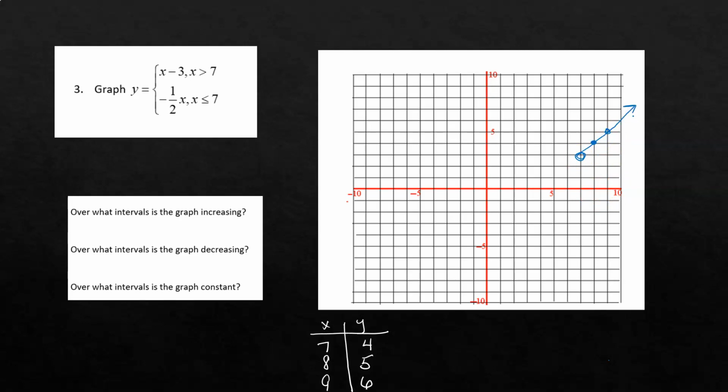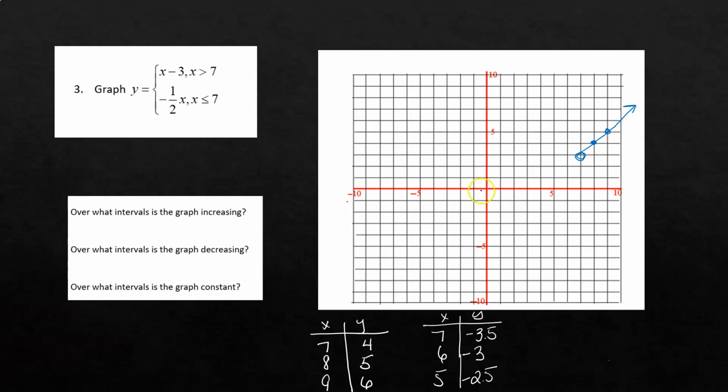There we go. Now we're going to make a table for y equals negative 1/2 x. So all the values that are less than or equal to 7. So we have 7, 6, and 5. Negative half of 7 is negative 3.5. Negative half of 6 is negative 3. Negative half of 5 is negative 2.5. So let's graph that.